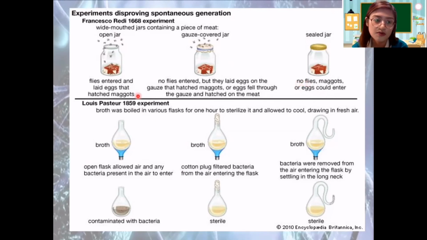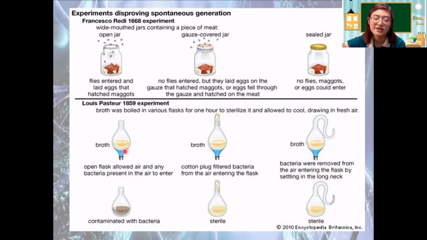The second one that disproved the theory on spontaneous generation is that of Louis Pasteur. So a broth or chicken broth, okay, is placed in an open flask. The second one, he also placed broth, but this time a cotton plug filtered bacteria from the air. Okay, the third one is with this flask with the long neck.